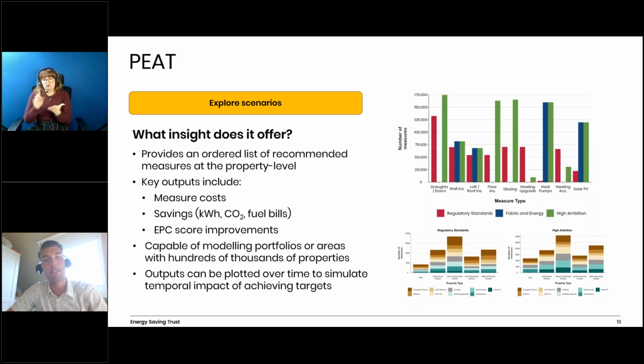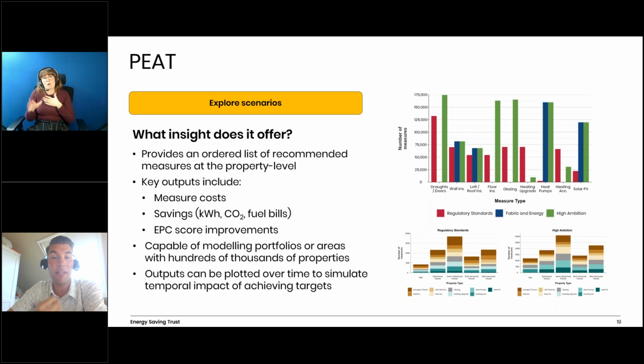And for each property, PEAT estimates the measure costs, the savings in terms of energy saved, CO2 emissions saved, and fuel bill savings, as well as the EPC score improvement. PEAT is capable of processing portfolios of hundreds of thousands of properties, so there isn't a reliance on property archetypes. We can look at each property individually, which is a kind of a unique aspect of PEAT.